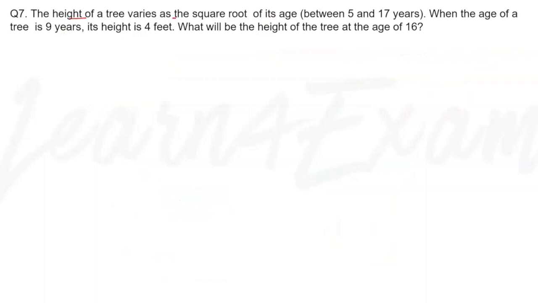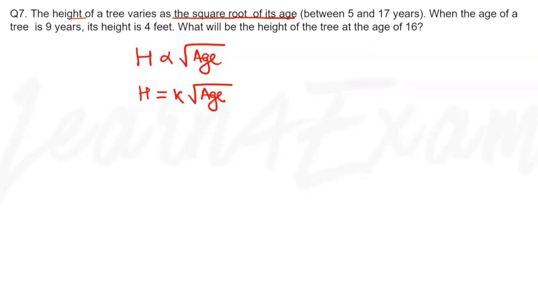The height of a tree varies as the square root of its age. Okay, so the height varies as the square root of its age. Or essentially we can write that height is equal to k into square root of its age, where k is the proportionality constant. Now this only happens between 5 and 17 years. So if the question is asking you anything beyond 17 or before 5, you won't be able to answer, right? Now when the age of the tree is 9 years, the height is 4 feet. So 4 is equal to k into root 9, or the value of k is equal to 4 by 3.